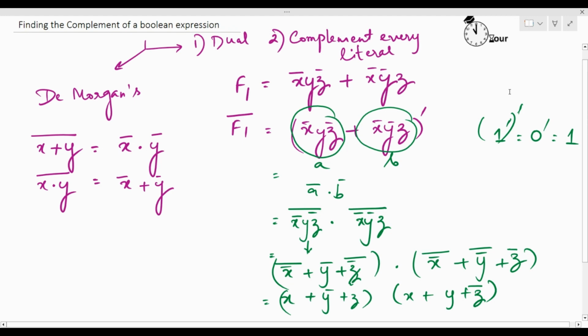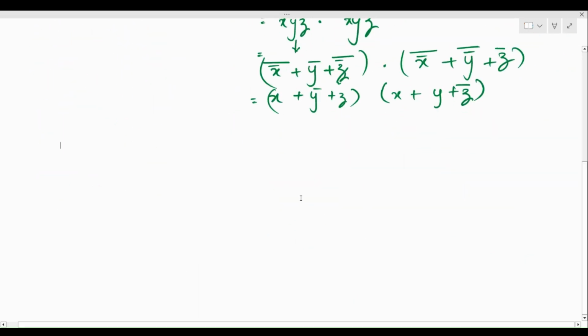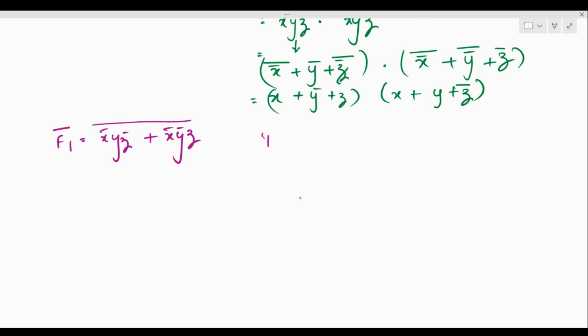Let me take the same expression. We have f1 is equal to x dash y z dash plus x dash y dash z, and we need to find f1 complement. So we complement the whole expression. The first step is to obtain the dual. To find the dual, there are two things we need to remember. The logical OR operator will be replaced by logical AND. The logical AND will be replaced by logical OR. This is the first thing.